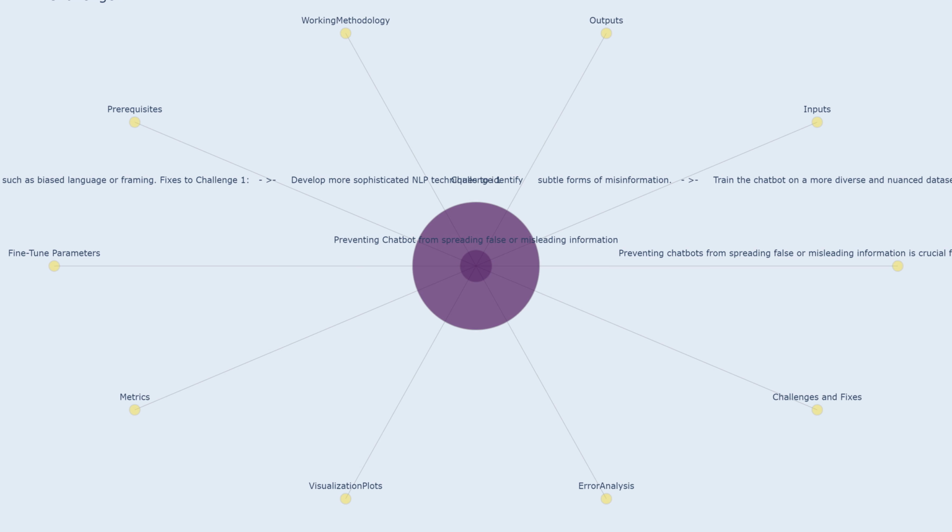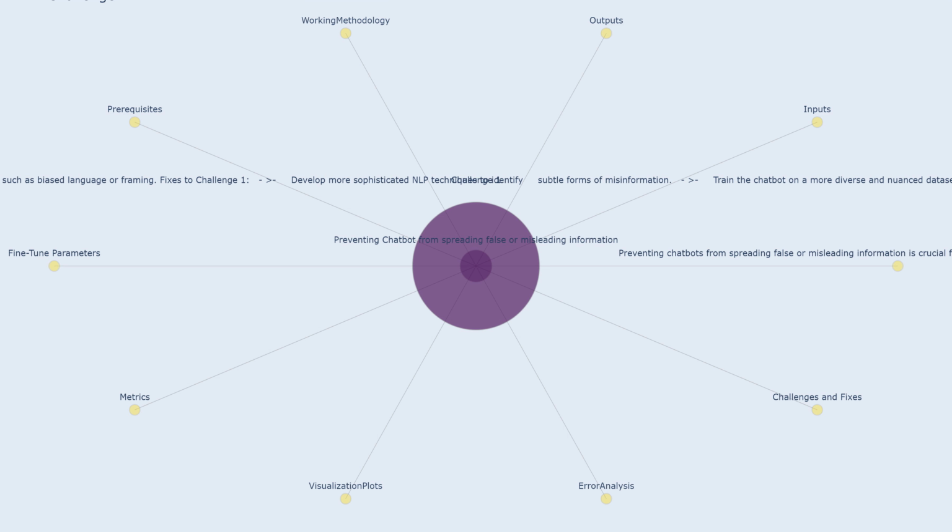Challenges and fixes. Challenge 1. Detecting subtle forms of misinformation, such as biased language or framing, poses a significant challenge. Subtle forms of misinformation can be difficult to identify due to their reliance on subtle linguistic cues and framing techniques. Fixes to Challenge 1. Developing more sophisticated NLP techniques that can effectively identify subtle forms of misinformation, such as biased language, framing techniques, and emotional appeals, is essential.